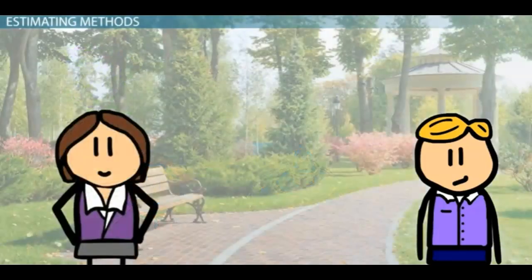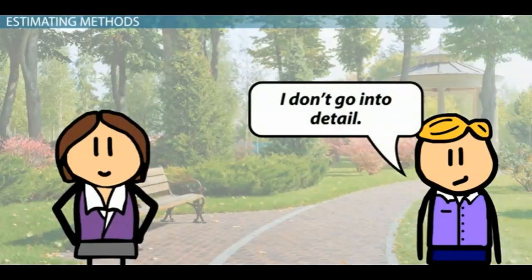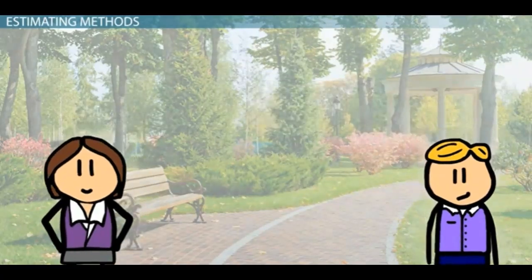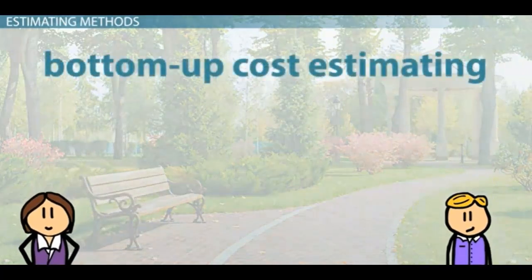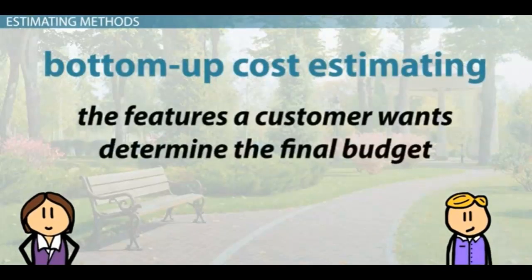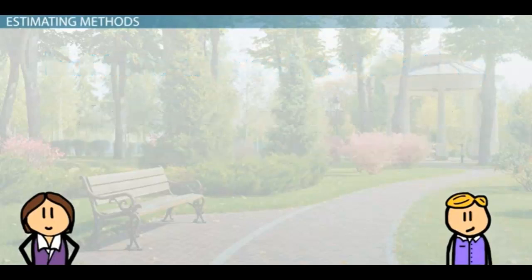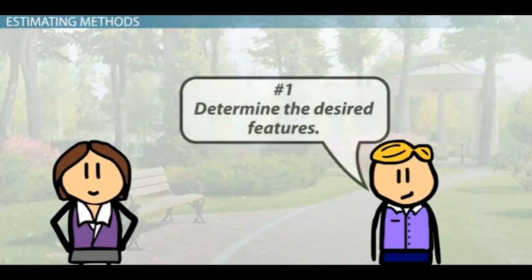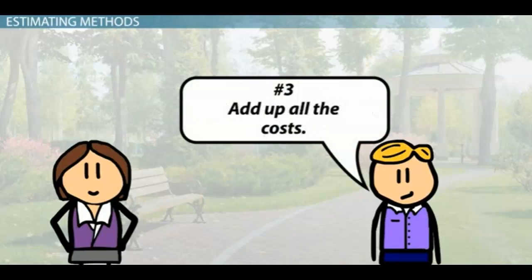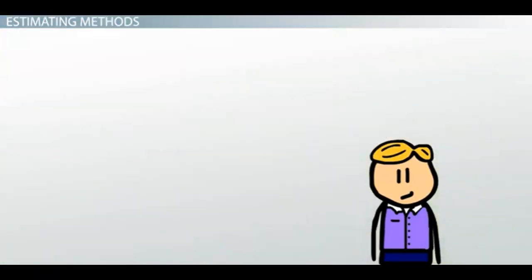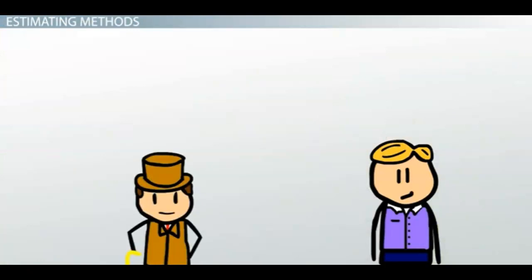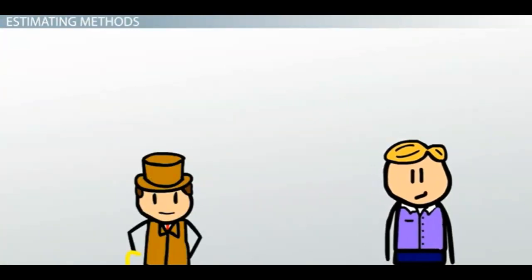Top-down estimating is usually done without going into details by relying on previous data of similar projects. It is the first pass at a project budget. By comparison, in bottom-up cost estimating, the features a customer wants determine the final budget. In other words, a project manager first determines the desired features, creates a detailed plan, and then adds up all the costs. Again, Sam uses a recent project as an example when explaining this method to Sue.